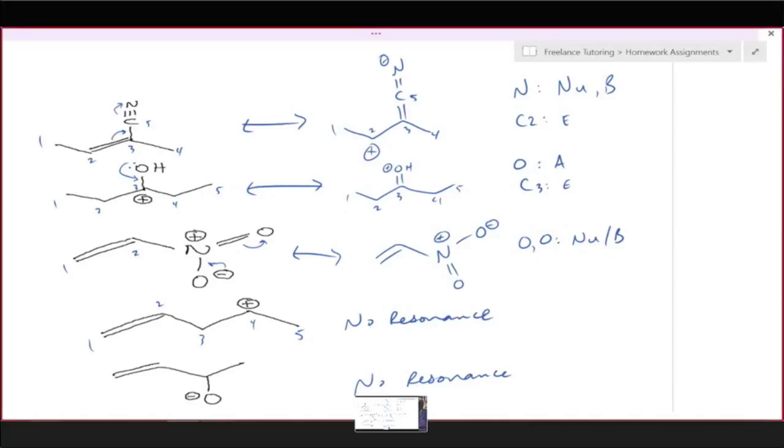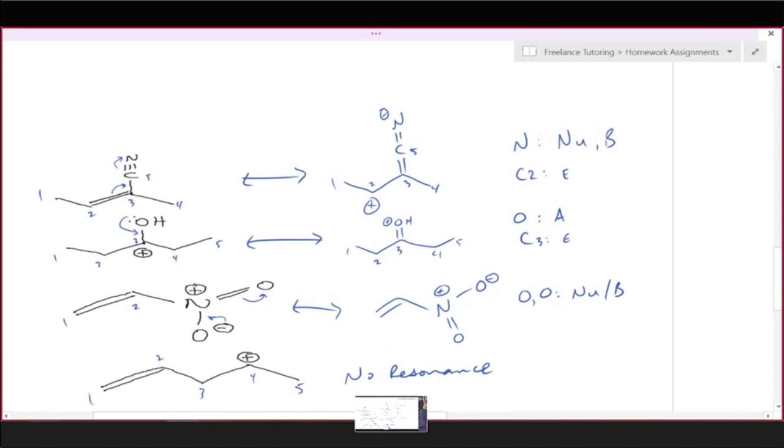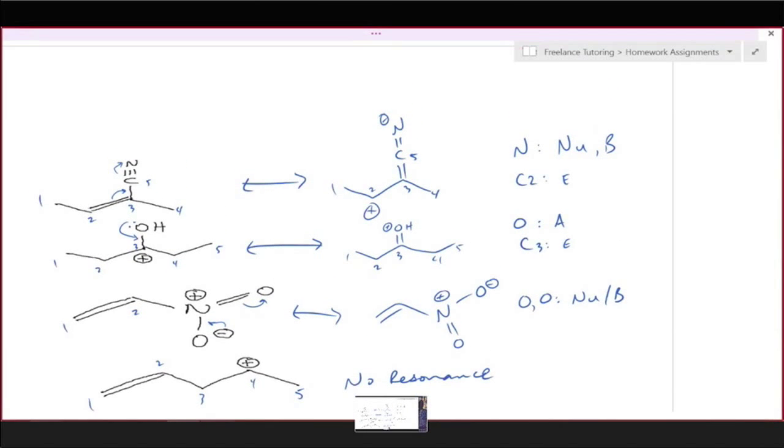I think there's a resonance structure that I missed on this one. Okay, go ahead. So go ahead and try drawing that. And I think it would actually make these arrows make a little more sense.